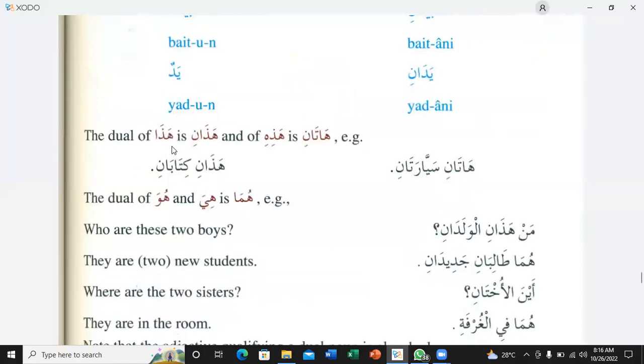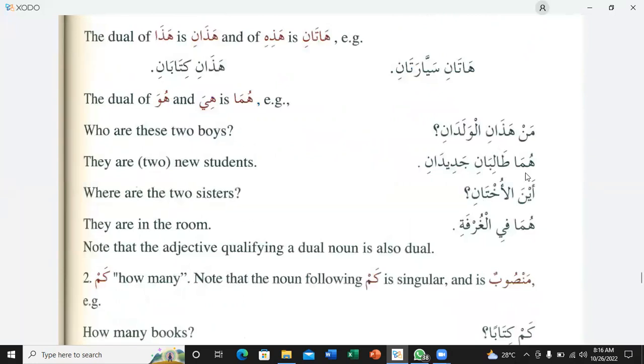The dual of haza is hazani, and hazihi is hatani. For example, hazani kitabani. These are two books. Hatani sayyaratani. These are two cars. The dual of hua and hiya is huma. For example, man hazani al waladan? Who are these two boys? Huma talibani jadidani. They are two new students. Aina al-ukhtani? Where are the two sisters? Huma fil ghurfa. They are in the room.